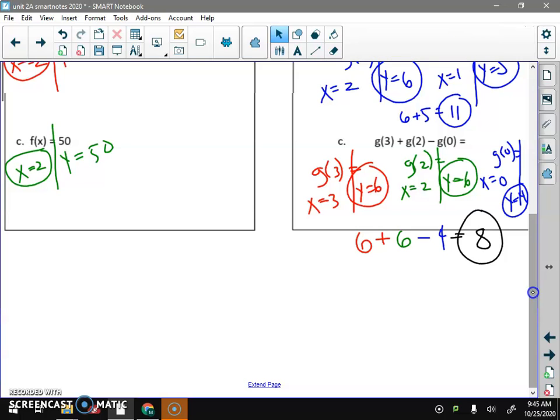So we got to go backwards today. We still did the great wall. We still did function notation. But we started with the y and we found the corresponding x's.